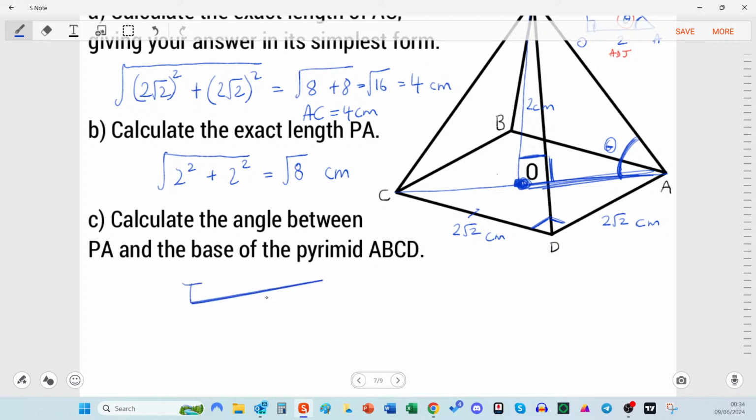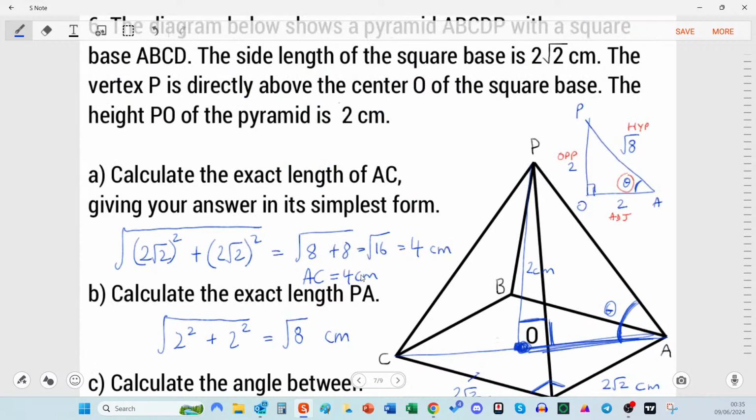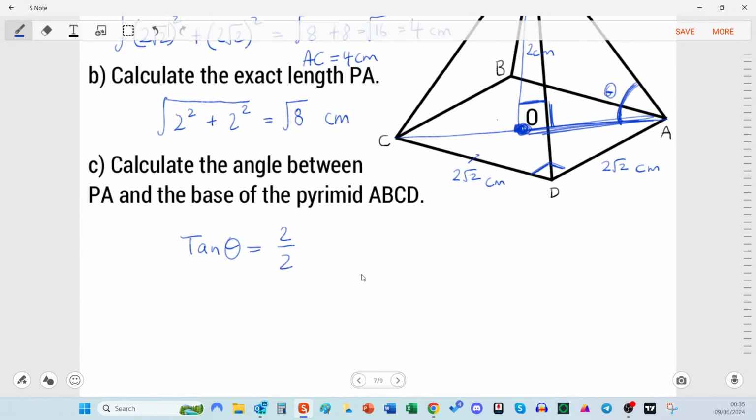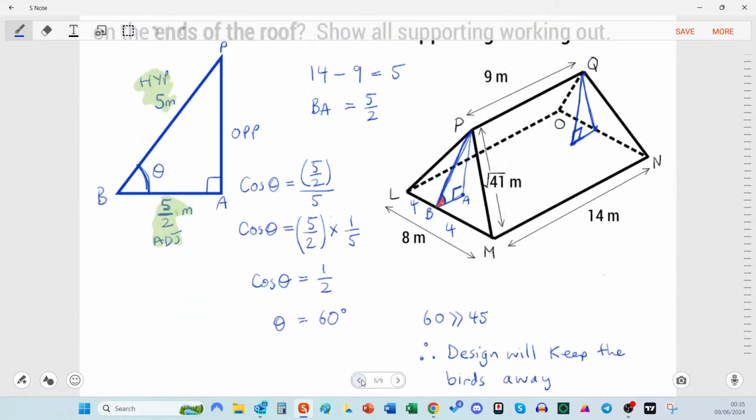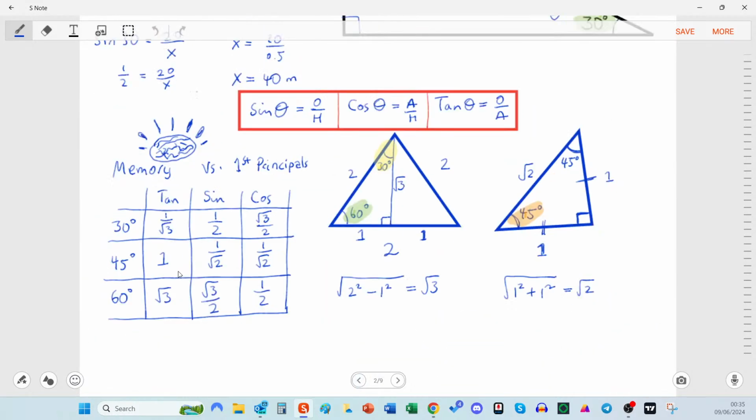So tan, I know it's tan because that's opposite and adjacent. So tan of that angle is equal to 2 over 2. Tan is the opposite over adjacent, right? So 2 over 2. In other words, tan theta equals 1. Let's go back to our table. When is tan theta equal to 1? That's when theta is 45 degrees.